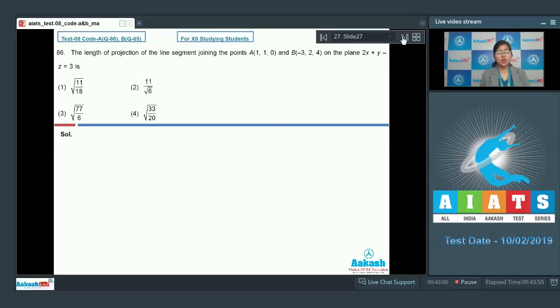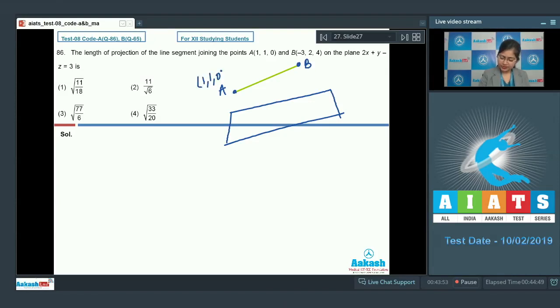Next is question number 86, which says that the length of projection of the line segment joining the points A, that is (1, 1, 0), and B, that is (-3, 2, 4), on the plane 2x + y - z = 3 is. Let us say this is the line and this is the plane, right? So we have to find the projection of AB. Let us say this is (1, 1, 0) and this is (-3, 2, 4). So we have to find the projection of this line on this plane.